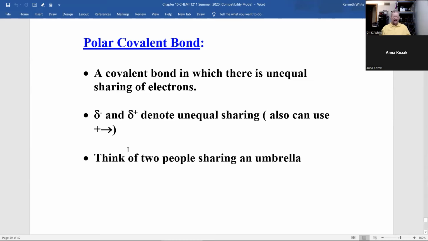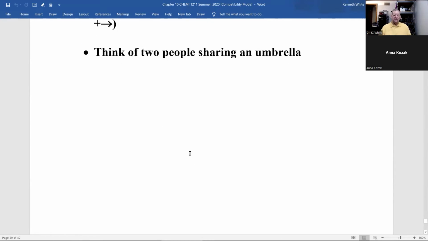I've never used that. Think of two people sharing an umbrella. I wonder what that means. Remember, don't tell my sister. Shh. That's a true story too. I was about 6.